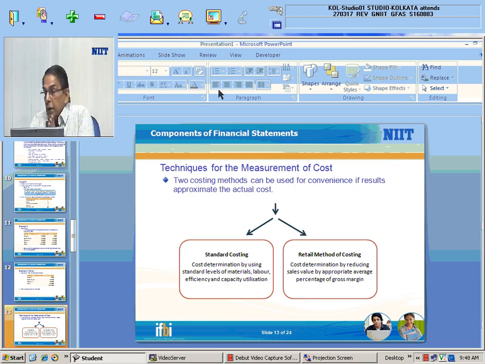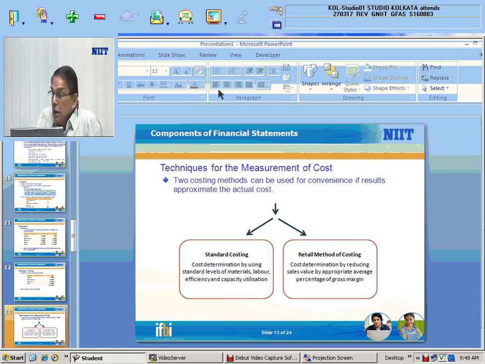Now, what are the techniques for measurement of cost? There are two methods. Two costing methods can be used for convenience, if the results approximate the actual cost. One is standard costing method. The other is retail method of costing. Standard costing method is cost determination by using standard levels of material, labor, efficiency, and capacity utilization. Particularly in manufacturing industry, how do we arrive at the cost of the finished goods inventory?